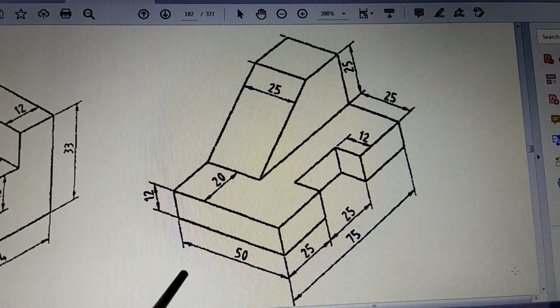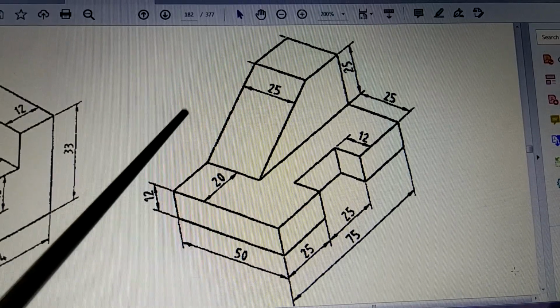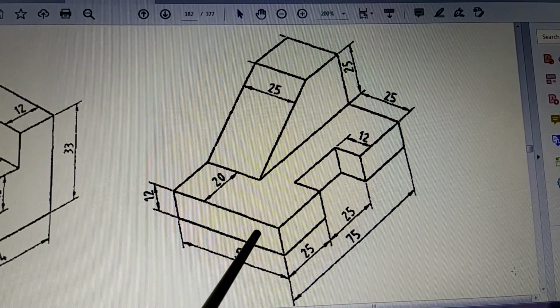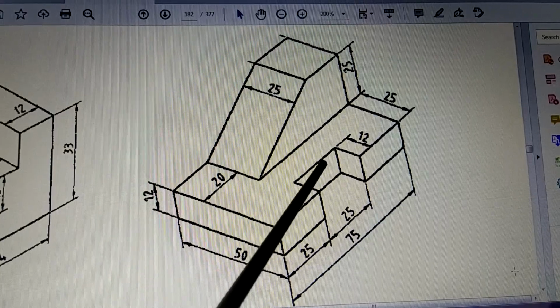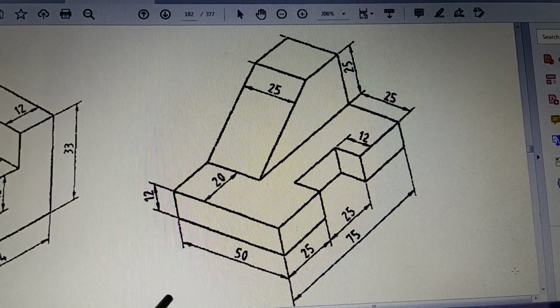Apart from that, nothing more can be seen. So you just see something like an L shape, and in this L shape somewhere here, there will be a dotted line for this surface. That becomes your front view.